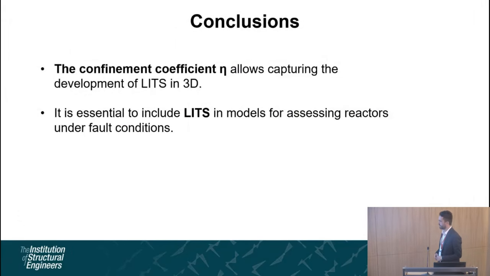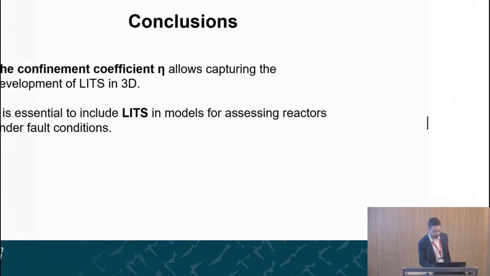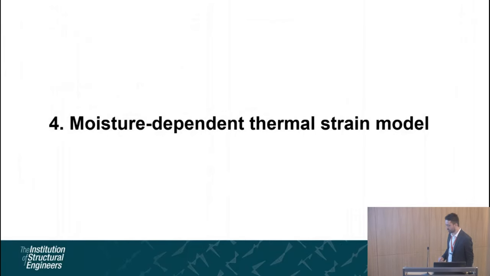So in conclusion, we can say that the triaxiality, the confinement coefficient eta that we've introduced here, is crucial to capture the actual behavior of concrete subjected to multiaxial conditions and high temperatures, and also that it's essential to include LITS in concrete material models to be used for the assessment of these particular structures. Now we've seen the confinement-dependent model. Let's have a look now at the extension of this model that includes the effects of moisture.